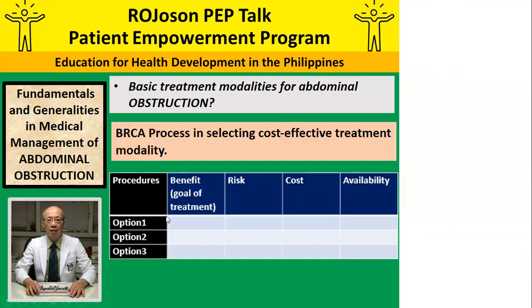So this is an example of the BRCA process in selecting the most cost-effective treatment. Again, you list down all the options here and then compare the options in terms of benefit, risk, cost, availability.